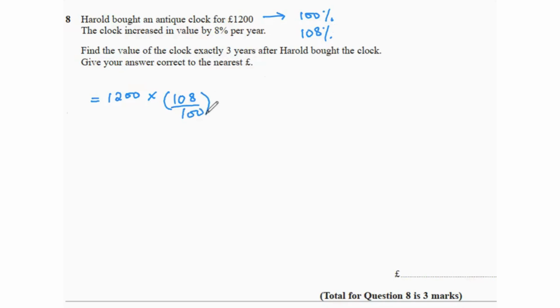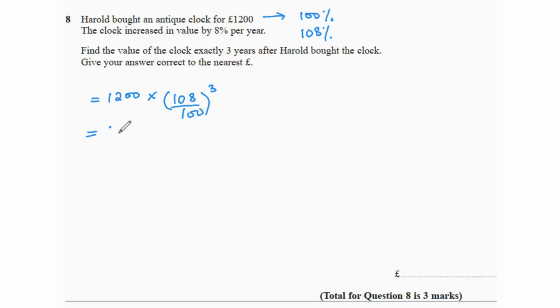You don't write it as 108. You always write it as a fraction or a decimal. So we either write it as 108 over 100 or 1.08. Then we use the percentage as number of years it's increasing. So that's going to be 3. So now 108 divided by 100 to the power of 3. And then times that by 1200.